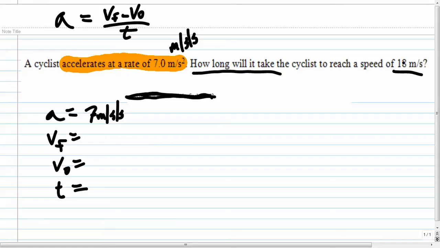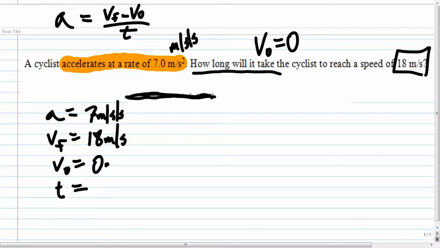And they are going to reach a speed of 18, so that means that's their final velocity. So that's 18 meters per second. And even though this problem doesn't say it, I think we're supposed to assume that the original velocity is 0. They were sitting still. So the original velocity was 0 meters per second. So that means the only thing we have left to find is the time.